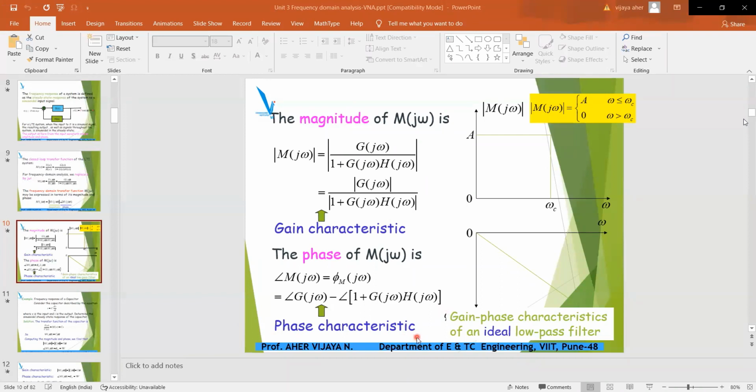So your transfer function has two characteristics, gain characteristics and phase characteristics. These are the equations for the magnitude of M(jω). So take the mod of this, you will get the magnitude of M(jω). Now for the phase of M(jω), you have to remember this equation: angle of G(jω) minus angle of this denominator term. This equation is your phase characteristics, whereas this is your gain characteristics. Now is this clear, understood?